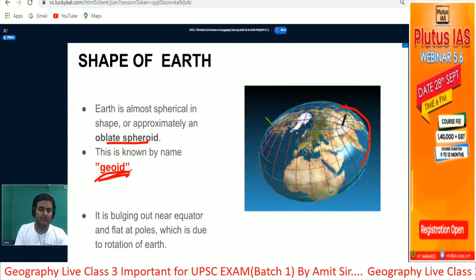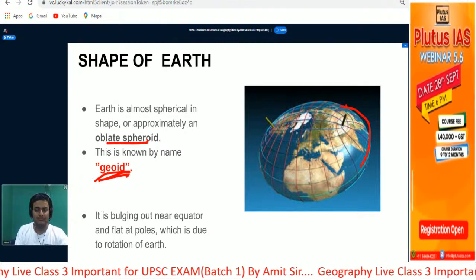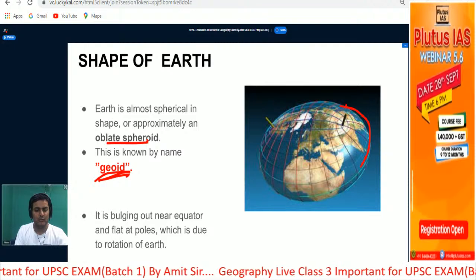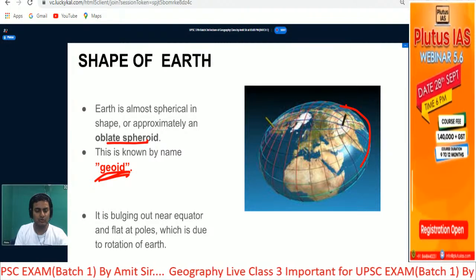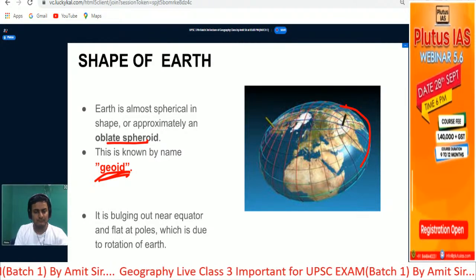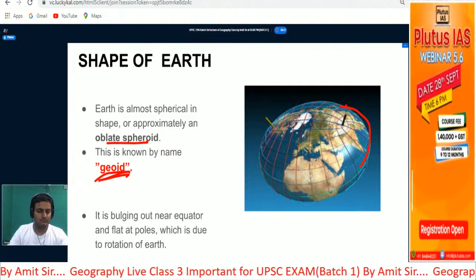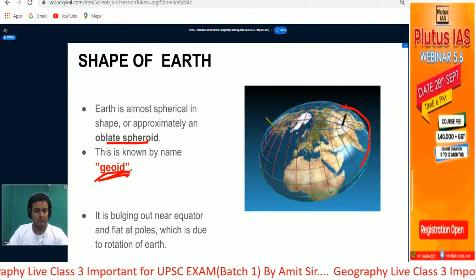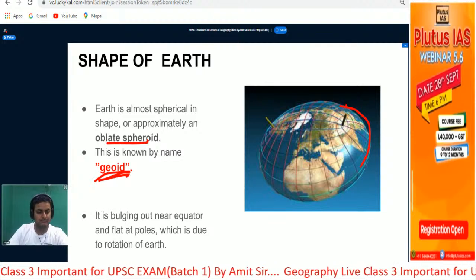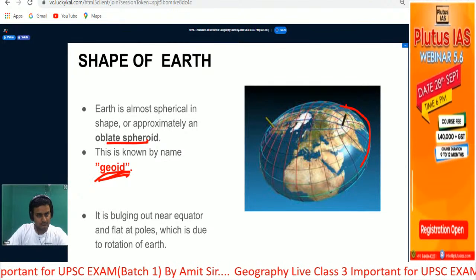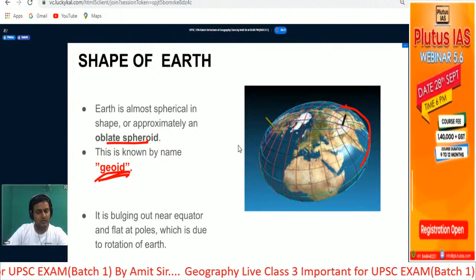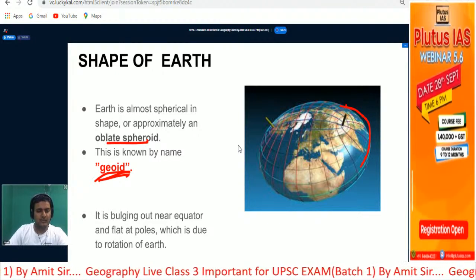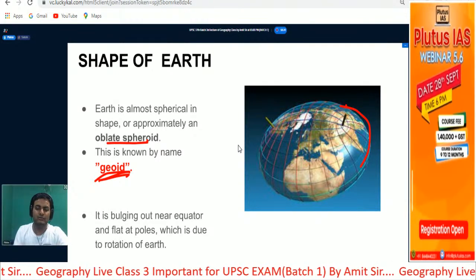So why this shape? Can anyone tell me why Earth is bulging out at the center and flattened at the poles? No, Subhoji, magnetic field is not the answer. Due to the gravitational pull of the sun and moon? No, that's also not correct. Yes, Shada, you are correct. Centripetal force is the answer.